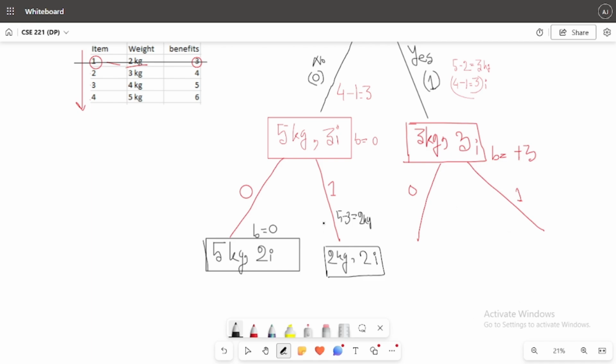Now what is our benefits? Our benefits is 4, so it will be 0 plus 4, right? Our previous benefits is 0, so 0 plus 4, b is equal to 4. Okay.